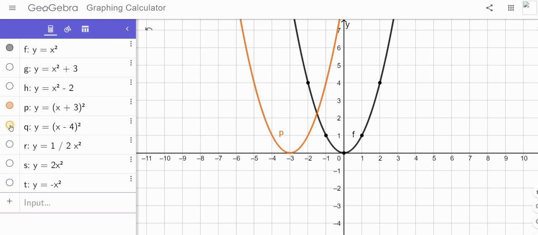A similar thing happens with my q function. This minus 4 in the parentheses is going to shift my graph to the right.